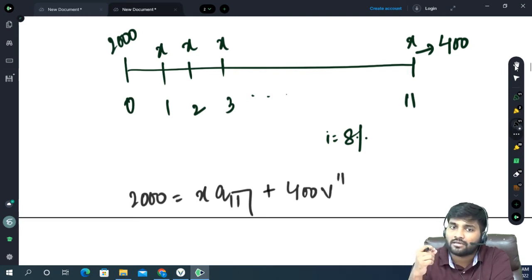Semi-annually means in 1 year, two times. Semi-annual means half yearly. Half yearly means what? 6 months, 6 months. Semi-annually also means 6 months, 6 months.